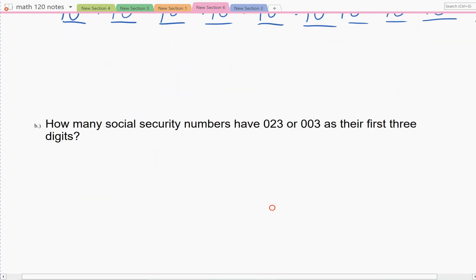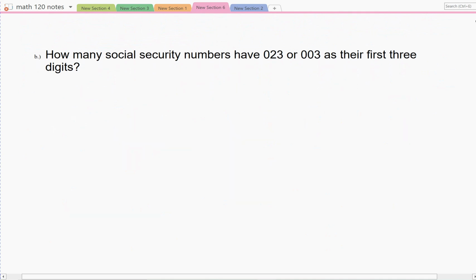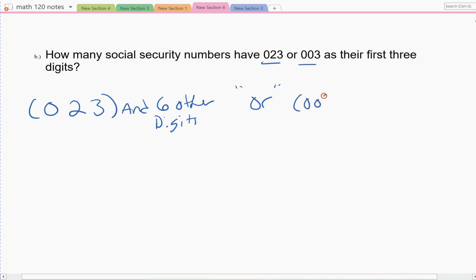That's the big set. Now, a subset. How many Social Security numbers have 0, 2, 3 or 0, 0, 3 as their first 3 digits? So these are looking at 2 specific cases where the first 3 digits are 0, 2, 3, and the second case where the first 3 digits are 0, 0, 3. We have to have those sets, and they're separated by the word or. Alright, so I have the 0, 2, 3, and then I still need 6 other digits, and they can be anything. Or I have 0, 0, 3 in that order, and then 6 other digits.